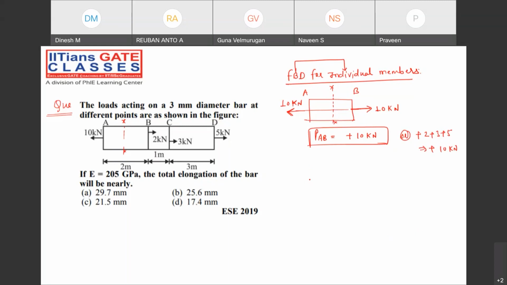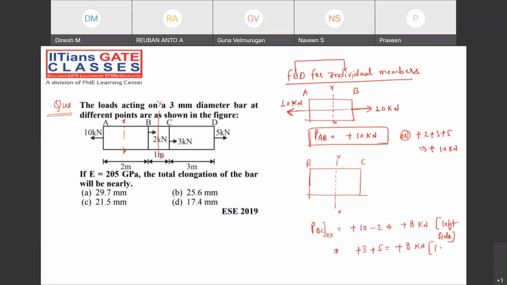Now, when you draw the free body diagram of BC member, this is very, very important. In BC member, at a particular cross section, plus 10 away from the joint, away from that particular BC member, but minus 2 is also coming. So what is the total? Plus 8 kilonewton. Check it out. I have calculated from left side. Not believing? Calculate from right hand side. Right hand side, plus 3, plus 5, away. Follow the sign convention. Plus 8 kilonewton from right hand side.